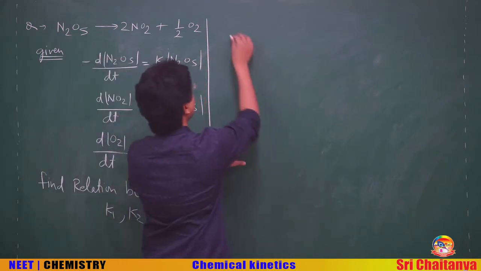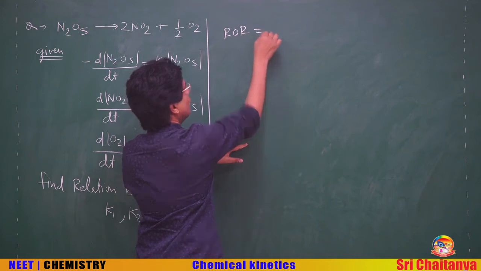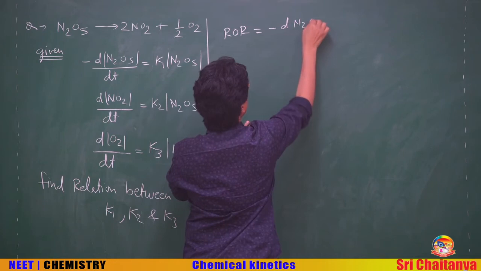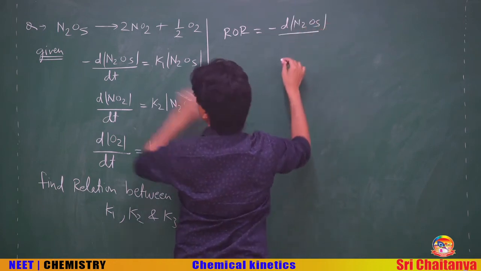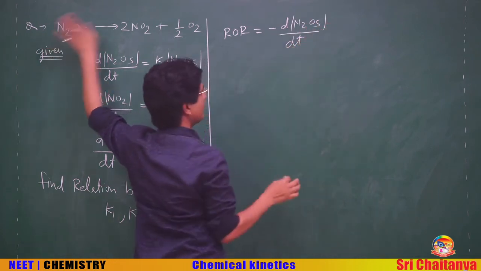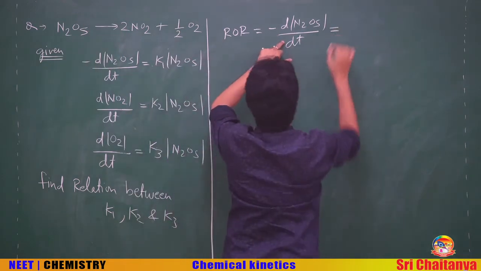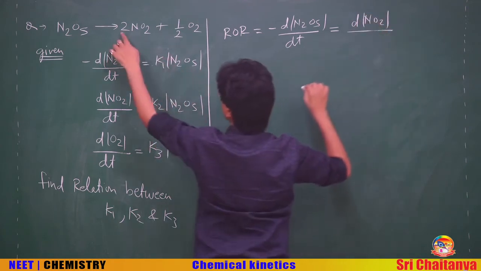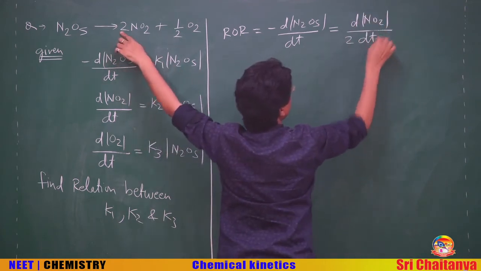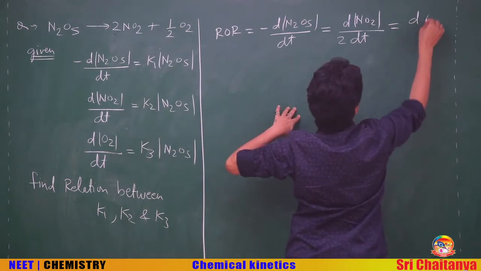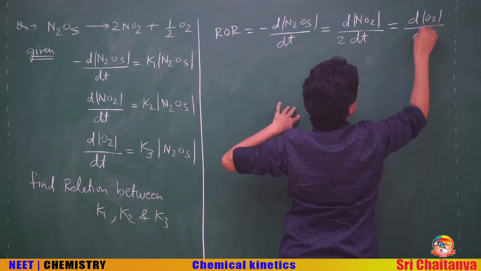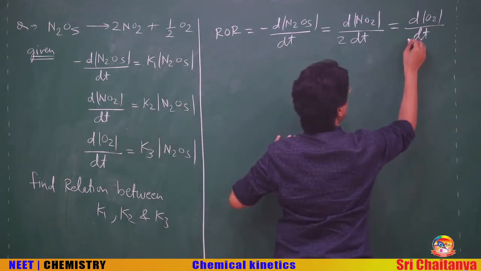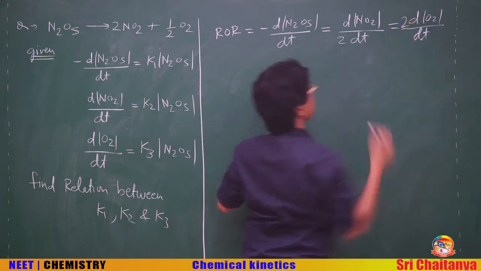So I'll begin with the solution. Rate of reaction will be equal to, in terms of rate of disappearance, minus of d[N2O5] divided by dt, and the stoichiometric coefficient is 1, so there is no problem. This should be equal to d[NO2] divided by the stoichiometric coefficient 2 dt, which should also be equal to d[O2], the rate of appearance of O2, upon dt, divided by the stoichiometric coefficient, which happens to be 1 by 2, so 2 will go up. This will be the case.